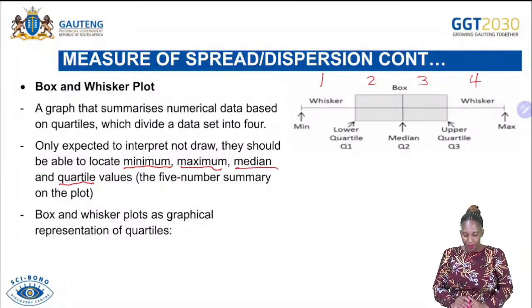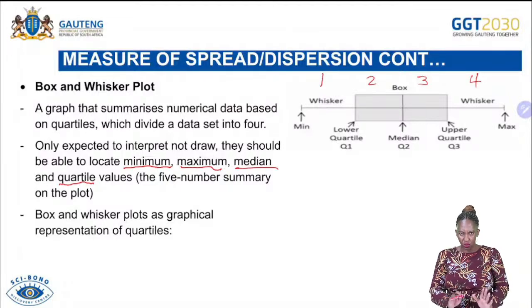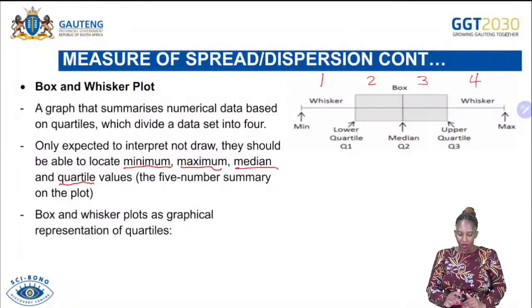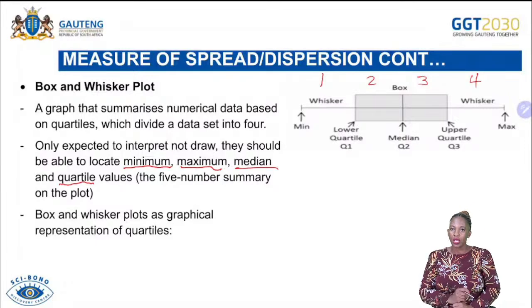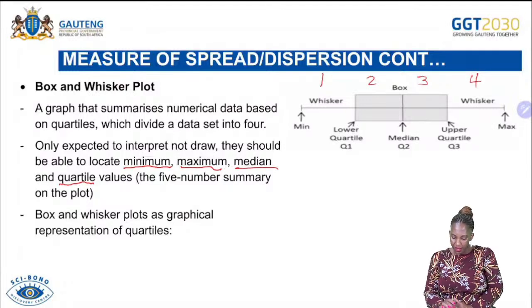They are already given. And then you say box and whisker plots as a graphical representation of quartiles. This is what you are expected to know. How is the box and whisker represented in a graphical way? This is the drawing that you are talking about, or how we represent the box and whisker graphically. Now have a look at this.